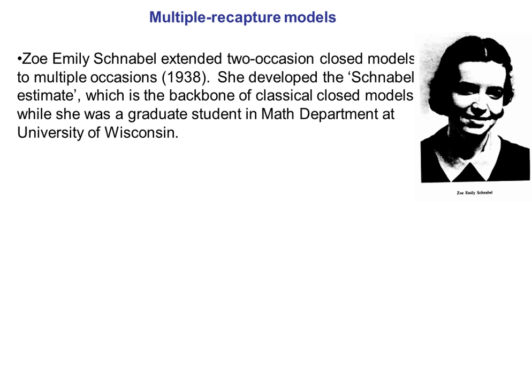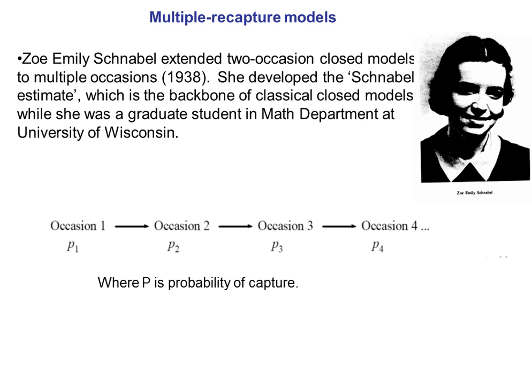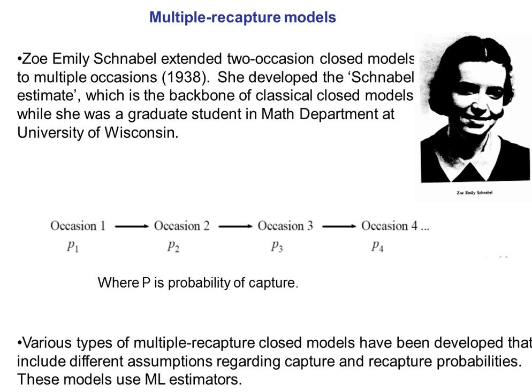Multiple recapture models. Zoe Emily Schnabel extended two-occasion closed models to multiple occasions, and she developed the Schnabel estimate, which is a backbone of classical closed models, while she was a grad student at the University of Wisconsin. In this case, with these multiple occasions, P was the probability of capture. There are quite a few types of multiple recapture closed models that have been developed that have different assumptions regarding capture and recapture probabilities. These models use ML estimators.